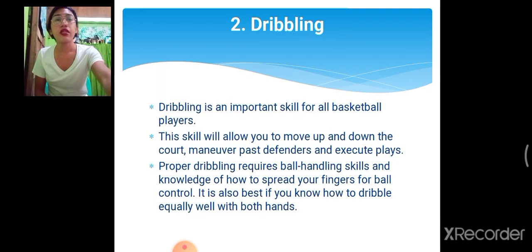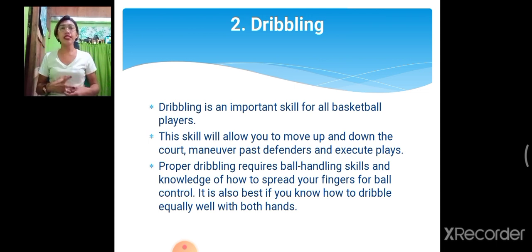Okay. So the next skill that we should know is dribbling. Dribbling is an important skill for basketball players. This skill will allow you to move up and down the court, overpass defenders, and execute plays. Proper dribbling requires ball handling skills and knowledge of how to spread your fingers for ball control. It is best if you know how to dribble equally well with both hands. So in terms of dribbling, you should dribble the ball properly.